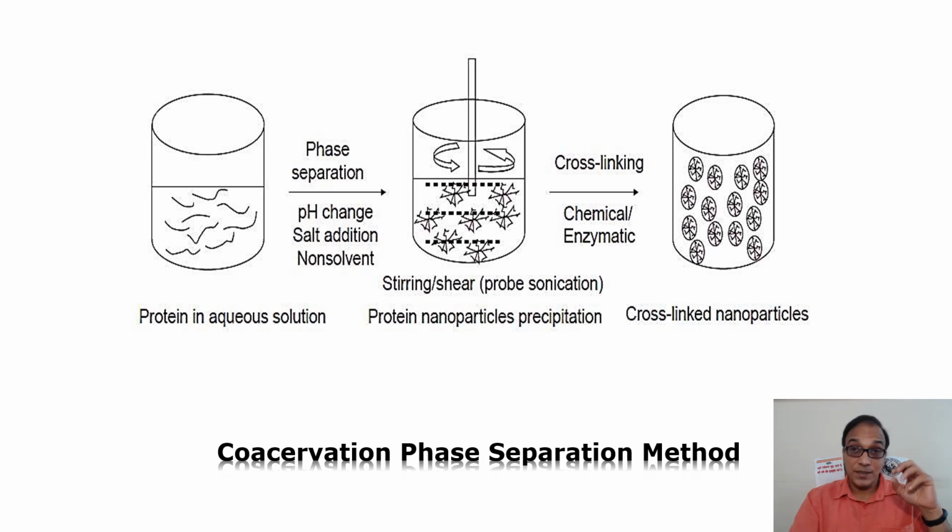The other method is coacervation phase separation, as you have learned for microcapsules in your previous classes. Phase separation can be done by temperature change, pH change, salt addition, or non-solvent. For a protein in aqueous solution, the phase change is done with the help of stirring and probe sonication, and protein nanoparticle precipitation occurs. Then cross-linking, either chemical or enzymatic, is done to get the cross-linked nanoparticles. So this is another method. It is common for microcapsules, microspheres, and nanoparticles. It all depends on the speed of homogenization, or the stirring speed that we provide.